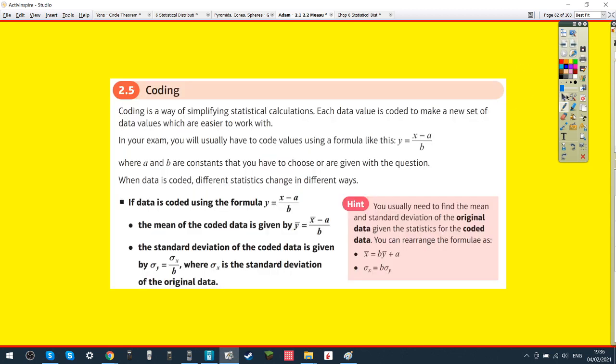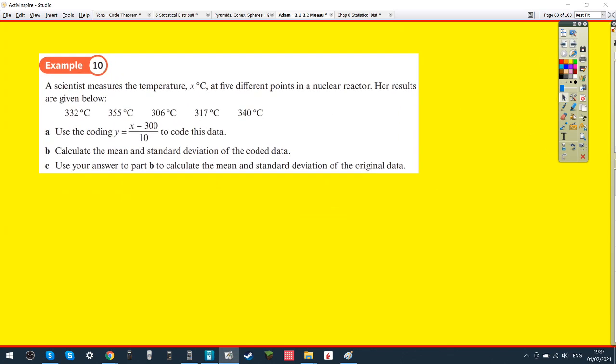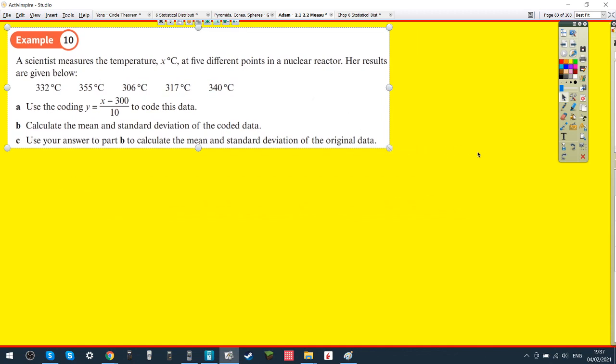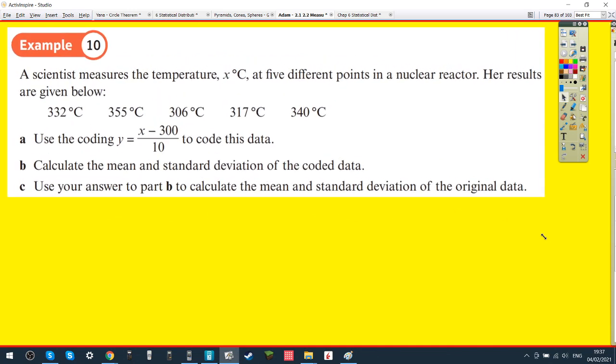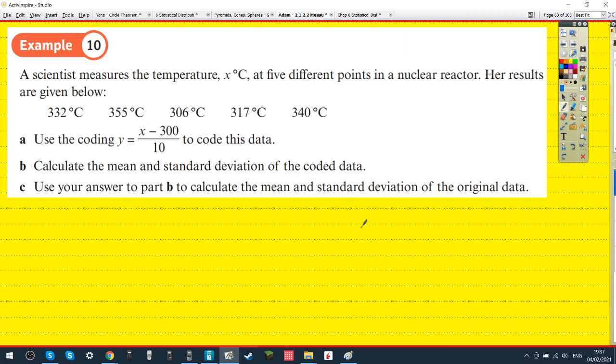Coding is when you encode the data and then you decode the data. It just makes your life a bit easier. So instead of doing this one, they're all in the 300s. What you can do is subtract 300 from all of them, and then at the end, add 300 back as needed. So you subtract 300, then divide by 10. So you get 3.2 for the first one, 5.5, 0.6, 1.7, and 4.